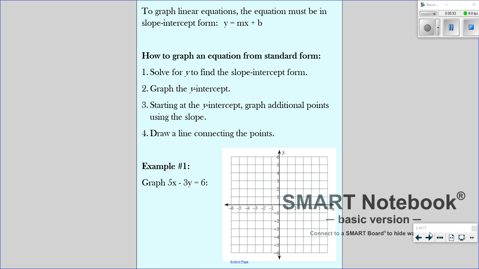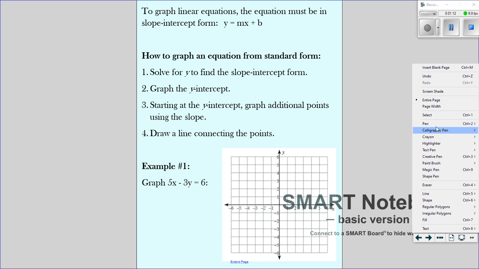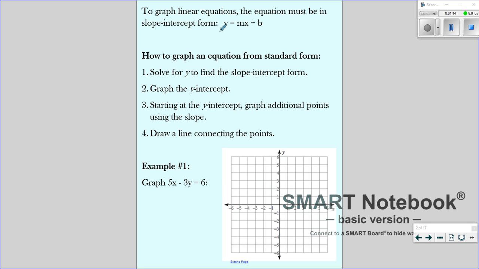So it says to graph linear equations, the equation must be in slope-intercept form, which is y equals mx plus b. Now, how to graph an equation from standard form? So the steps are, you have to solve for y to find the slope-intercept form. So you got to realize you need to have that y. You have to have y by itself on the left side of the equation.